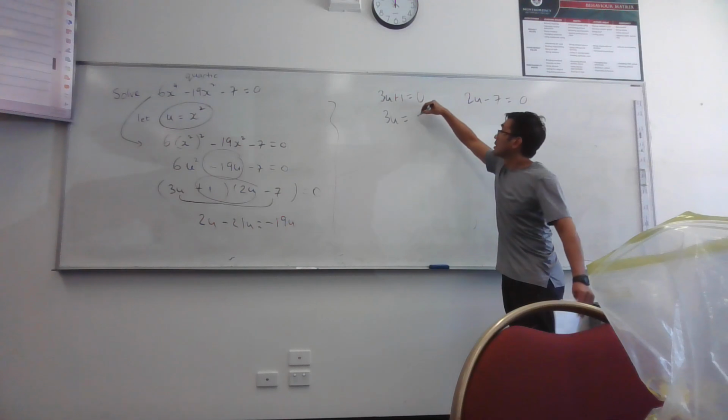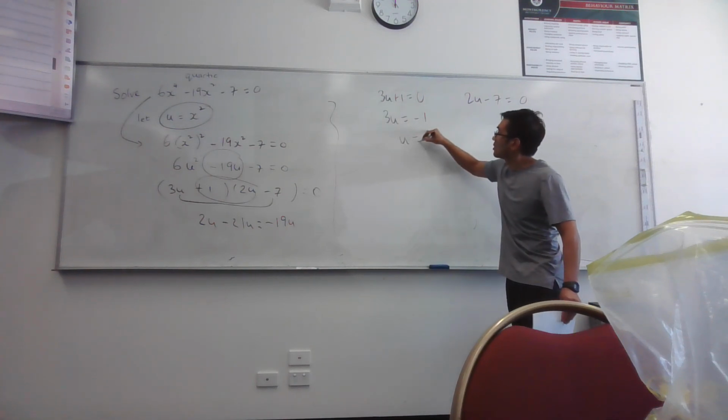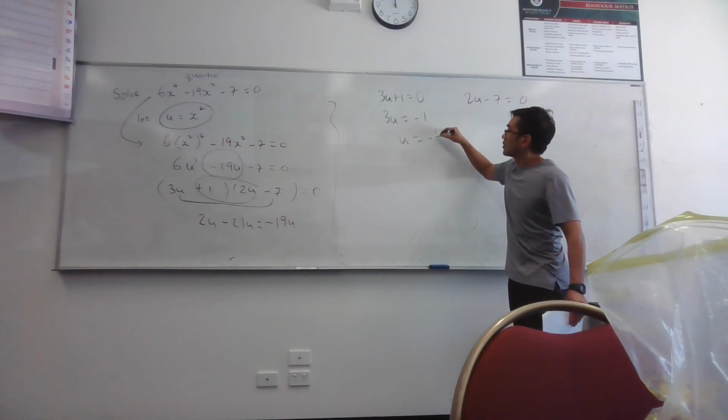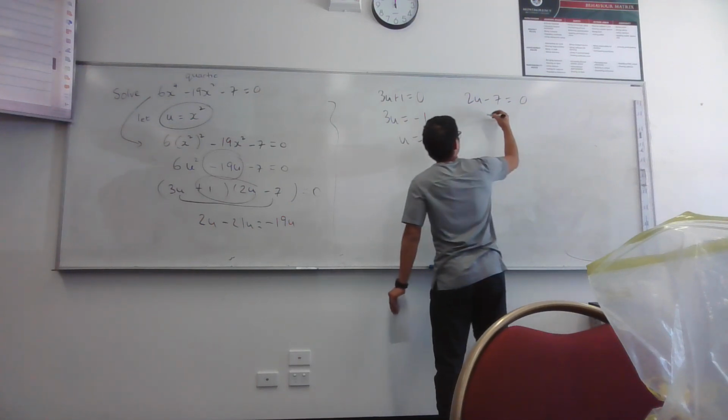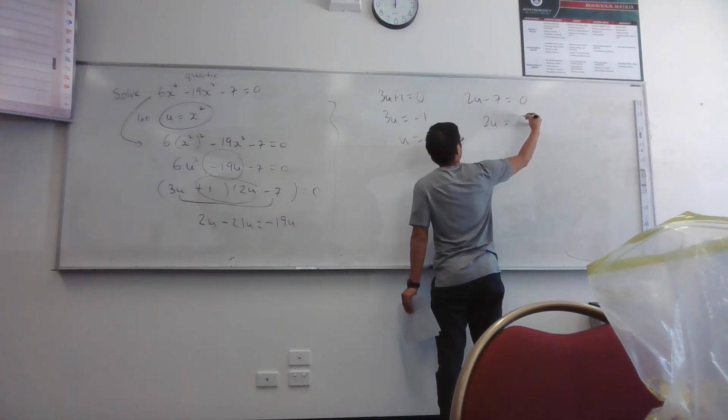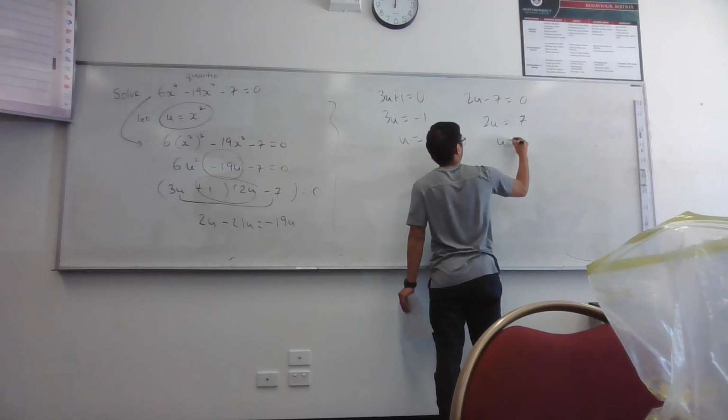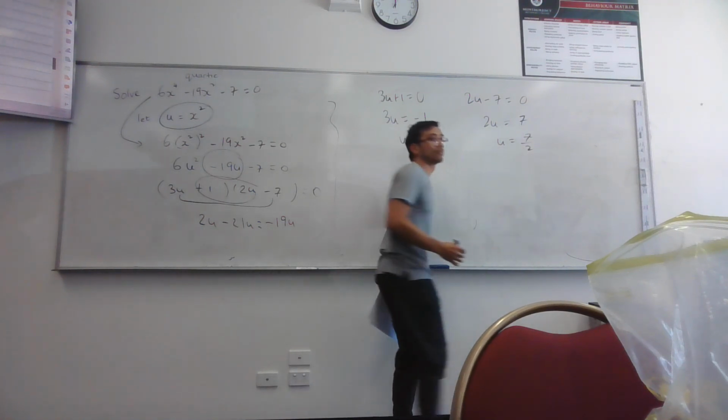3u is equal to negative 1, so u is equal to negative 1 over 3. 2u is equal to 7, so u is equal to 7 over 2.